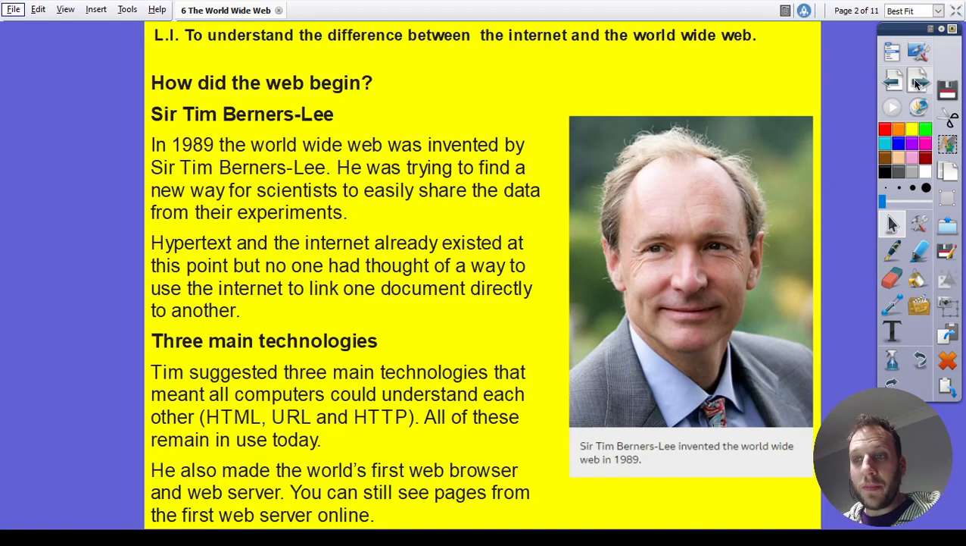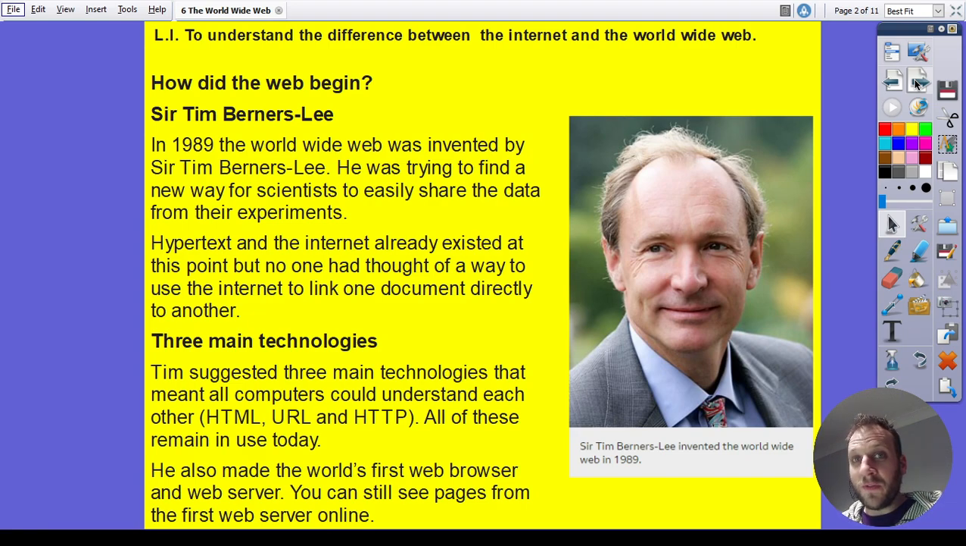So Tim Berners-Lee suggested using three main technologies that meant that all computers could understand each other. And these were HTML, URL, and HTTP. Now we'll go into a bit more detail on what they are another time, but these are the same things that are used today. So that meant that these computers could talk to each other over the internet and share a document with each other.